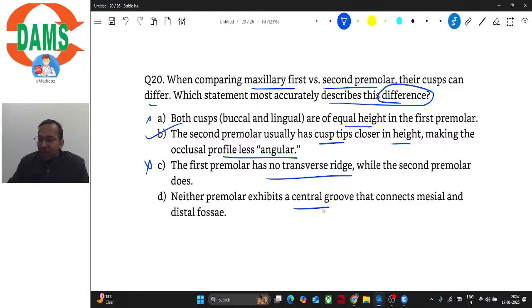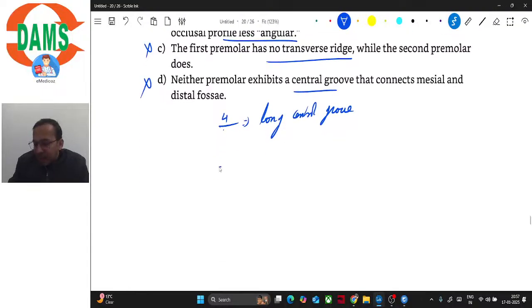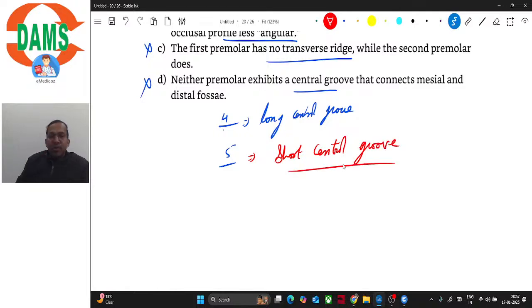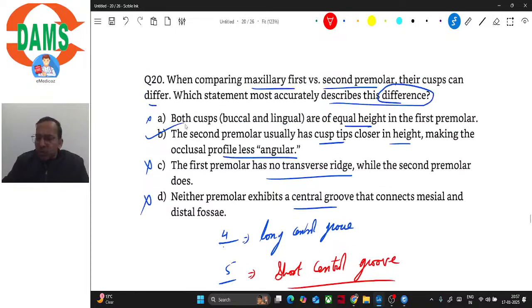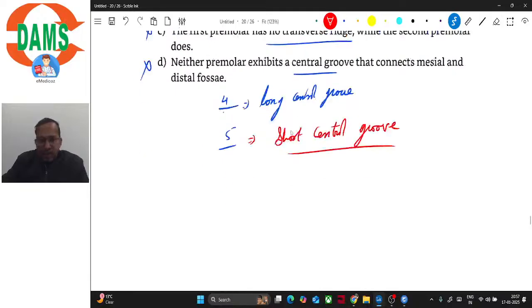Neither premolar exhibits central. Again, this is incorrect because the maxillary first premolar has a long central groove, whereas the maxillary second premolar has a short central groove, right? So it is not absent in either of these. It's just that it is shorter on the second premolar and longer on the first premolar. So option B is your correct answer. The second premolar usually has cusp tips that are closer in height.